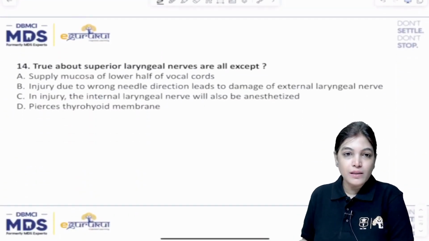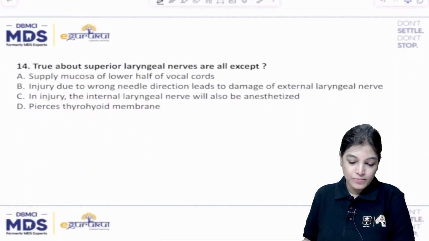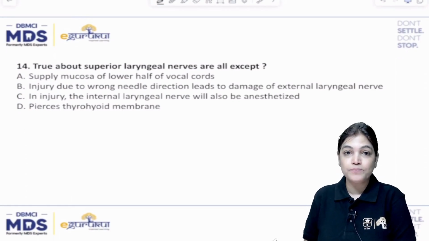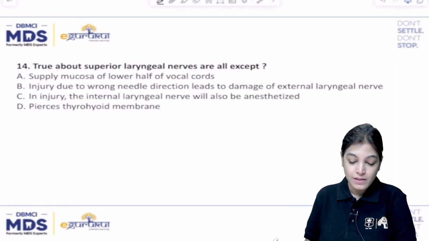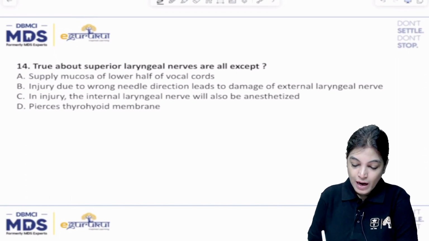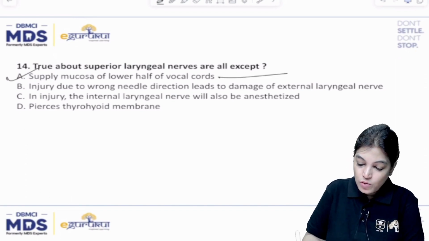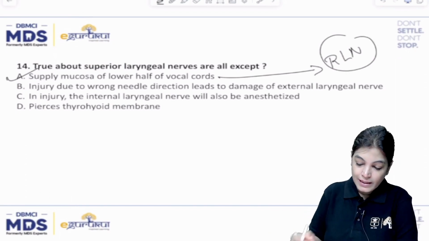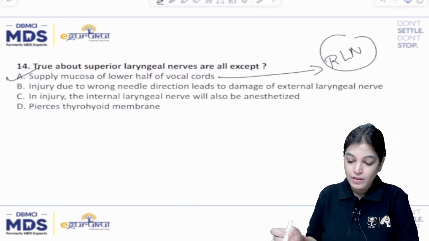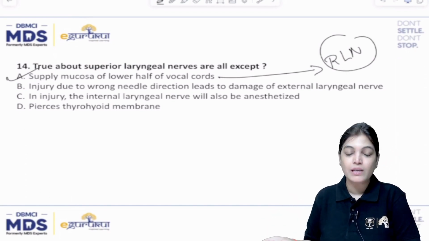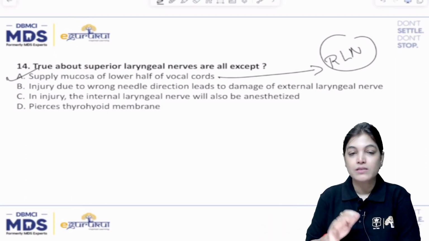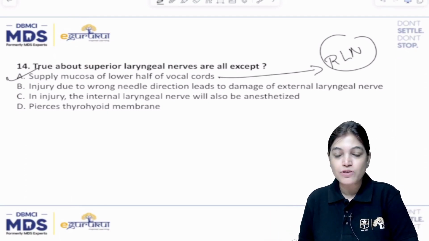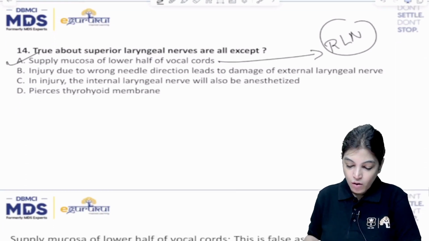Superior laryngeal nerve, true statements are all except. So the superior laryngeal nerve has got two branches, external and internal laryngeal. Supplies mucosa of lower half is wrong, because the mucosa of the lower half of the vocal cord is supplied by the recurrent laryngeal nerve. Other than that, its injury can damage the external laryngeal nerve is definitely correct. Pierces thyroid is definitely correct. And the internal laryngeal nerve is also a branch of the superior laryngeal nerve. So definitely the wrong option is A.